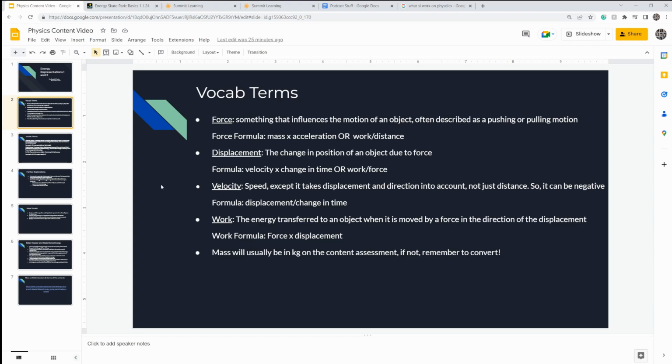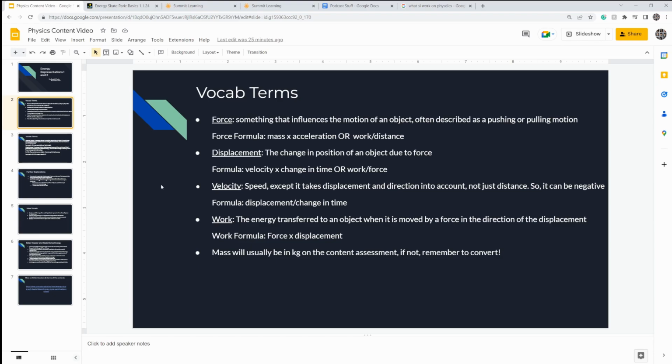And then the final vocab term on the slide, work. Work is the energy transferred to an object when it's moved by force in the direction of the displacement. And I'll go further in detail on what work is on the next slide when we talk about kinetic and potential energy. So the formula for work is force times displacement.